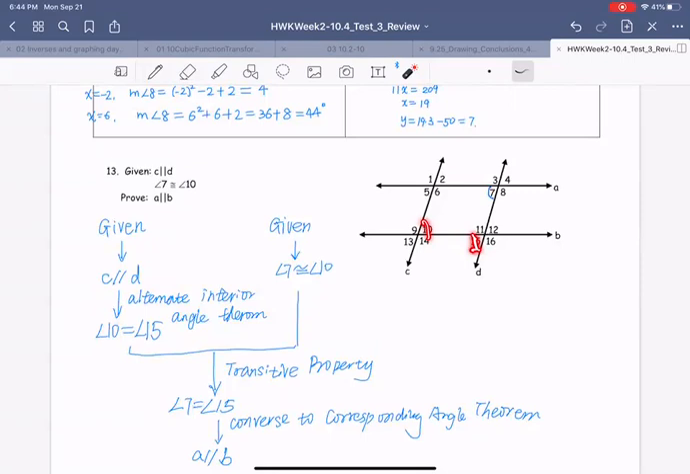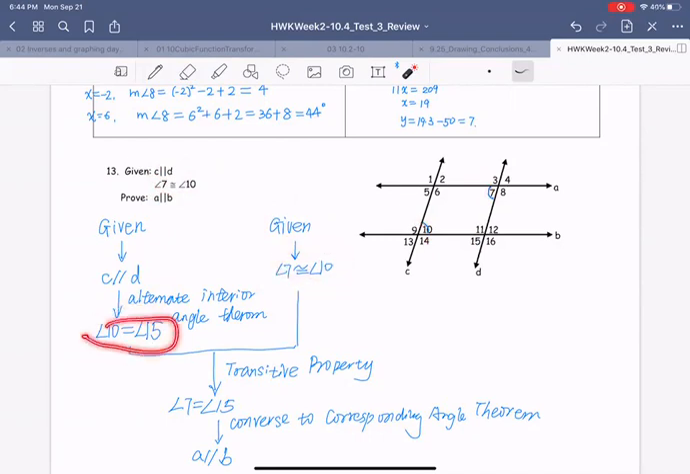Okay, alternate interior angle. Yes, alternate. So we get angle 10 equals angle 15. And we are given angle 7 equals angle 10, right? Yes. Angle 7 and angle 10 are equal. So this is given. Now, this equals this equals this.